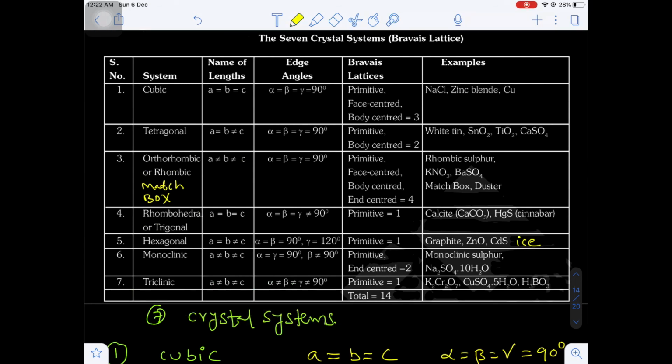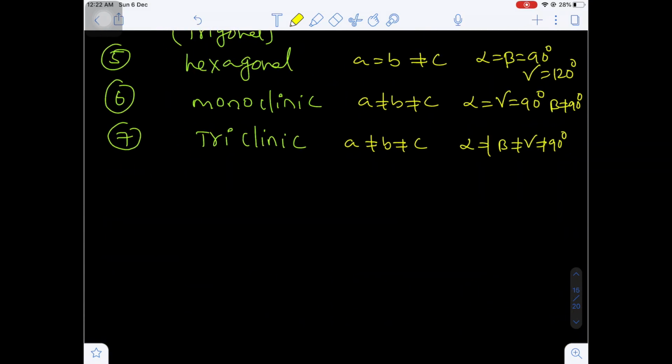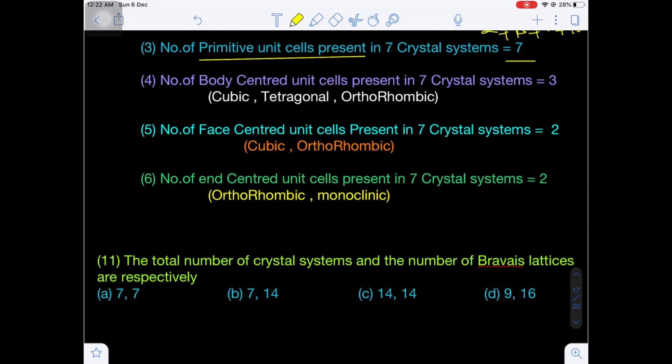Face-centered will be present where? Number 1, tetragonal. Face center will be present in number 1, cubic, and number 2, orthorhombic. Yes or no? Cubic as well as orthorhombic. And one more, end-centered will be present in orthorhombic as well as monoclinic. Are you getting my point?